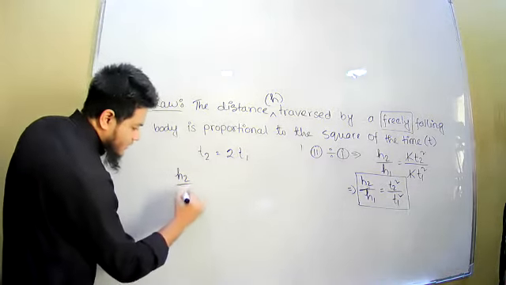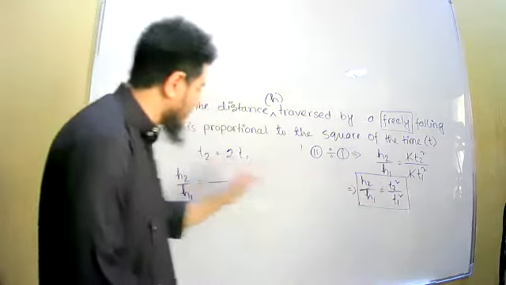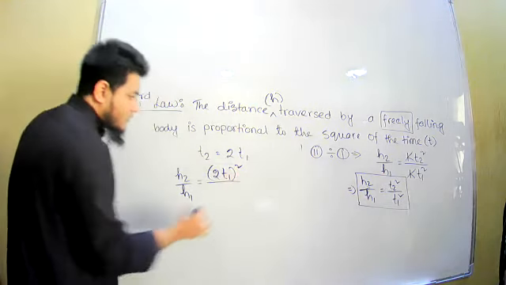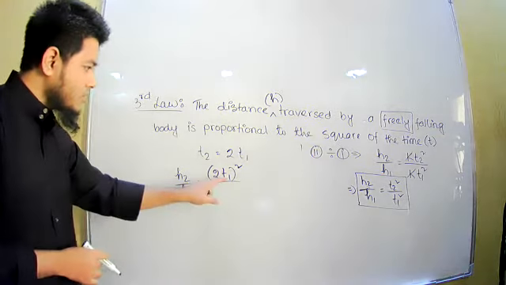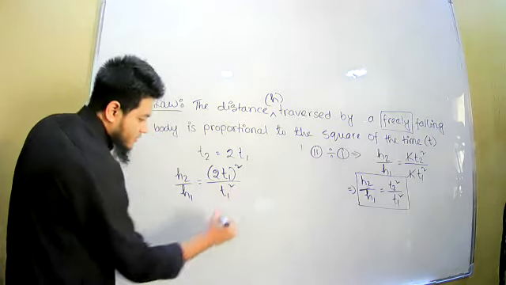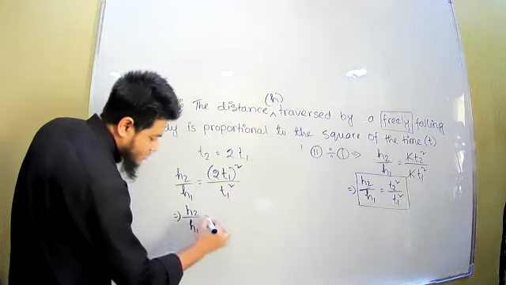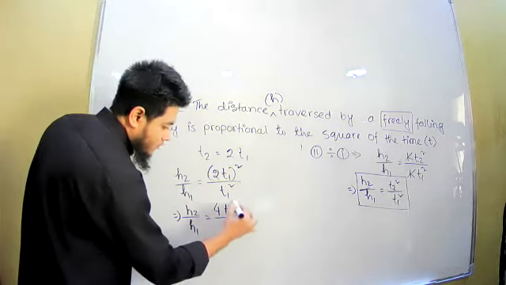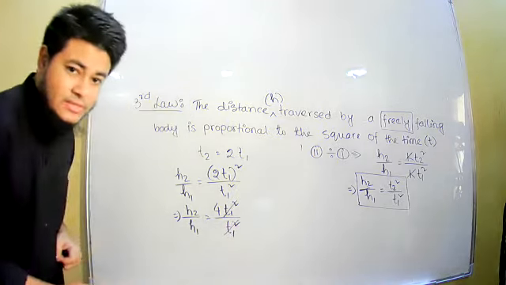So H2 divided by H1 will be equal to, see, T2 will be replaced by 2T1. Now there will be whole square plus T2 square. T2 is replaced by 2T1 and we will put a square here also, divided by T1 square. So now H2 by H1 is equal to 2 square is 4. 4 T1 square divided by T1 square. So T1 square, T1 square, they will cancel each other.